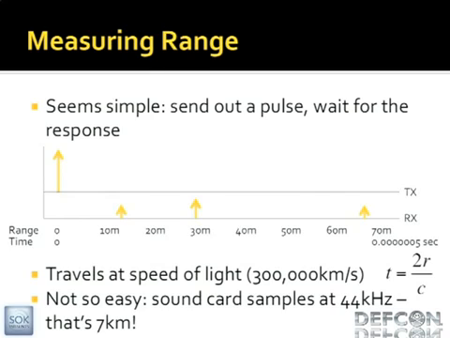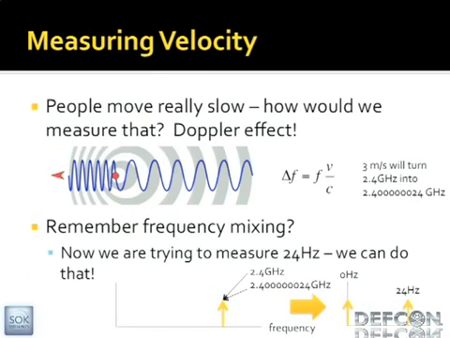Now, if we're trying to measure velocity, and I'm going to go back to range in a second, let's say we want to measure a person walking. Well, they move really slow, so it's going to be hard to see a real change. The way this is done is with the Doppler effect. If we have something moving, like, I guess, the car analogy, you have a car driving by on the road, and you're standing there on the side of the road, listening to it.